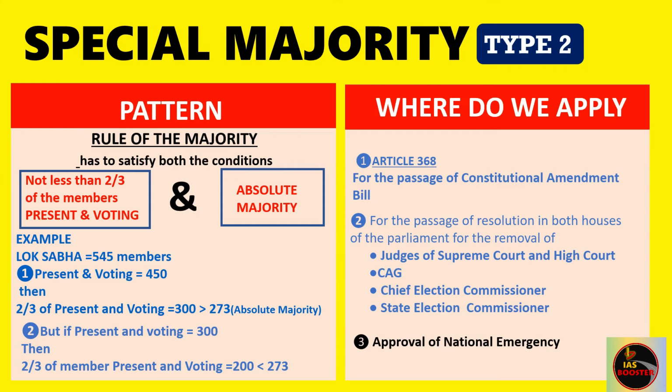And for the approval of the national emergency, what do we have to use? We have to use the special majority. The criteria are not less than 2/3 members present and voting plus absolute majority. Simply says the number must be more than 273. Your 2/3 members present and voting can be 273, but it must be more than 273. Only then can you satisfy both and go for the special majority. That is what it is saying. So that's all about special majority type 2.